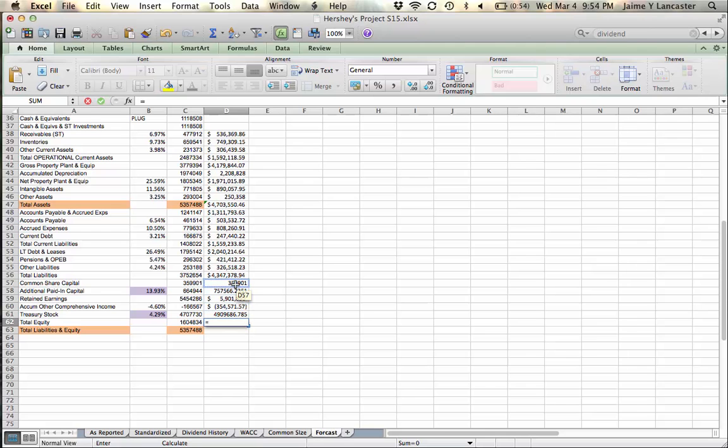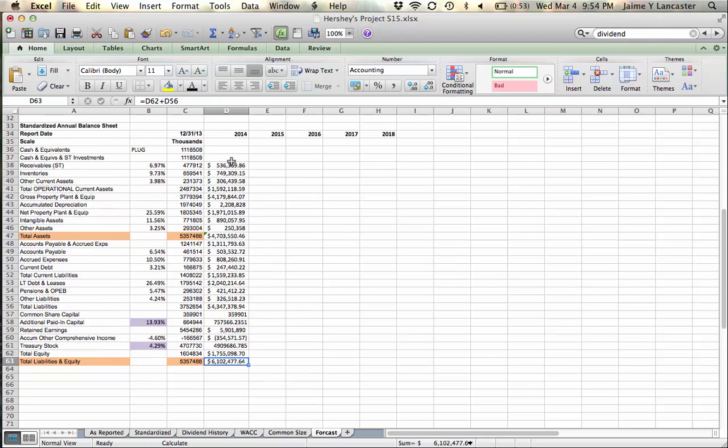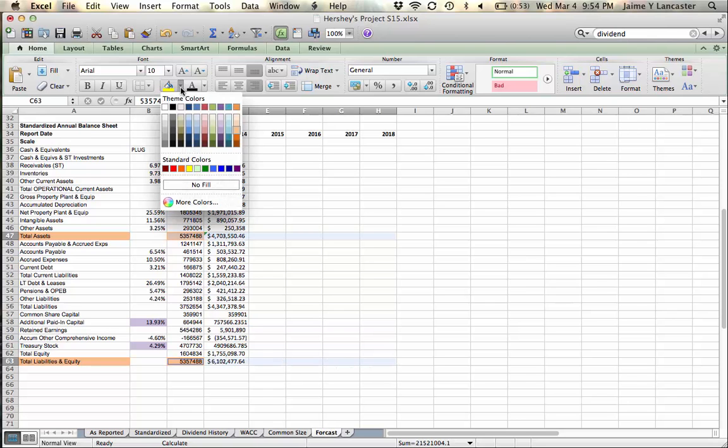So our common share capital plus additional paid-in capital plus retained earnings plus accumulated comprehensive income, because it's listed as a negative number, minus treasury stock. That's our total equity. So our total liabilities in equity is shareholders' equity plus total liabilities, 6 million. The only thing that we have left to do is figure out what value of cash goes here such that assets equal liabilities and equity, right? This balance sheet has to balance.